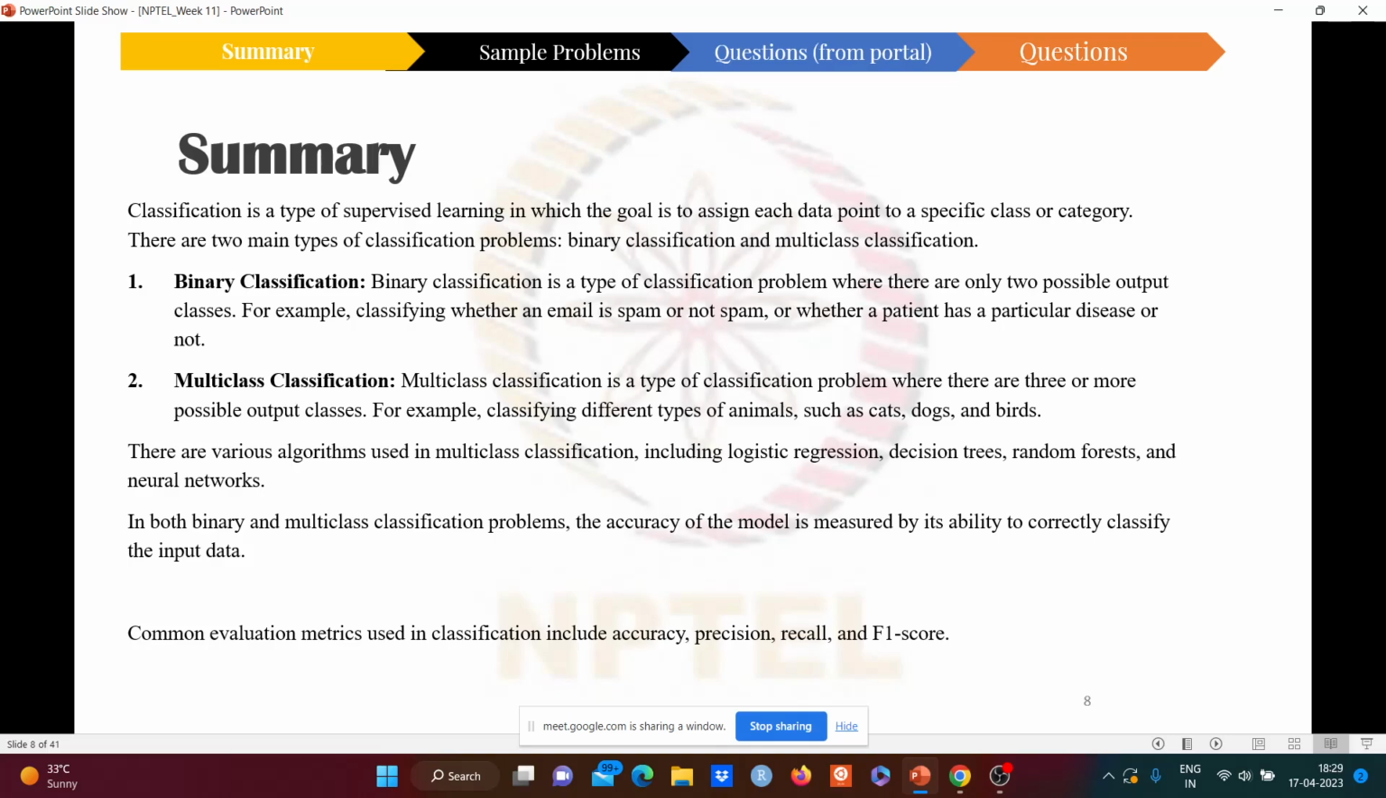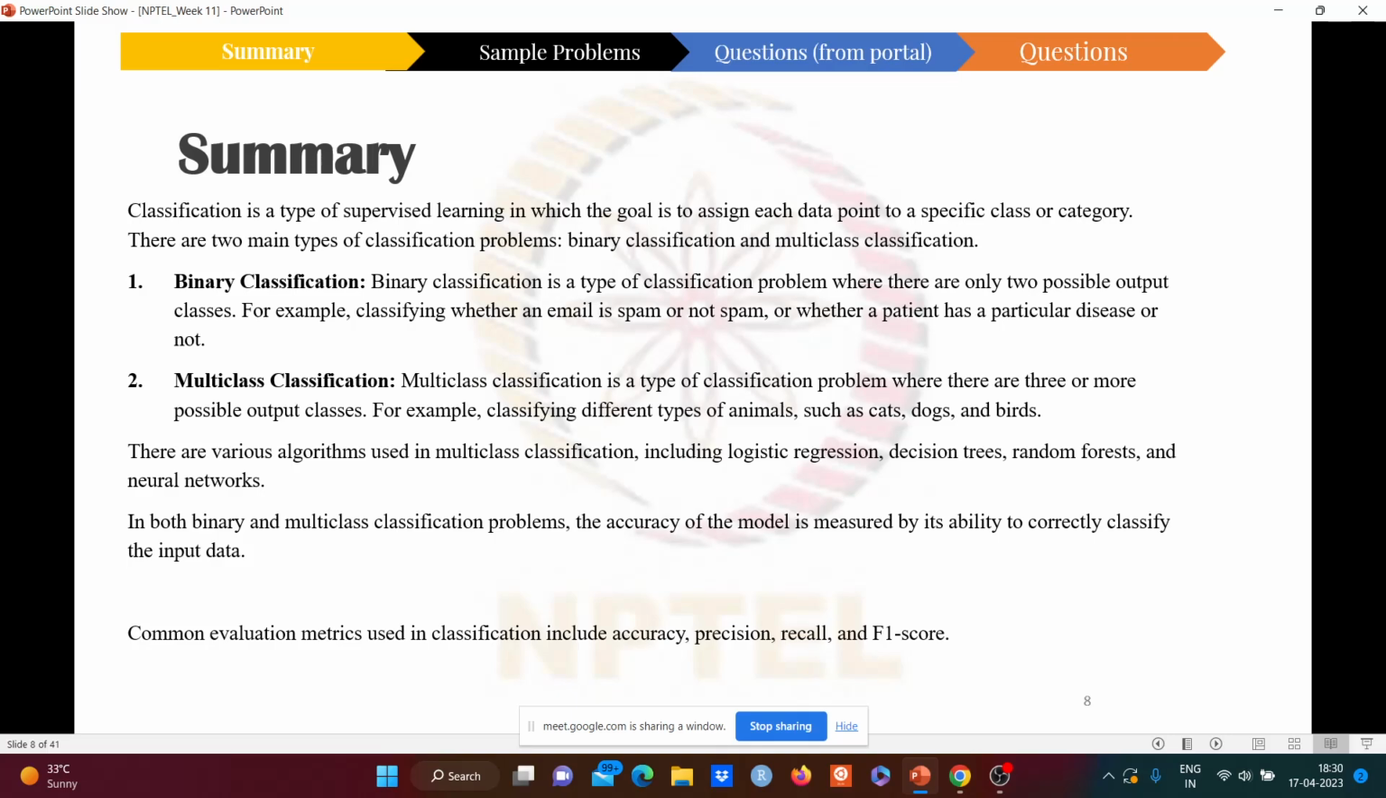There are two main types of classification problems: binary classification and multi-class classification. Binary classification is a type of classification problem where there are only two possible output classes. For example, classifying whether an email is spam or not, or telling whether a patient has a disease or not. There are various algorithms used in binary classification, including logistic regression, support vector machines, and decision trees. These algorithms are trained on labeled data to learn the patterns that differentiate between the two classes. Once trained, the model can then make predictions on new and unseen data.